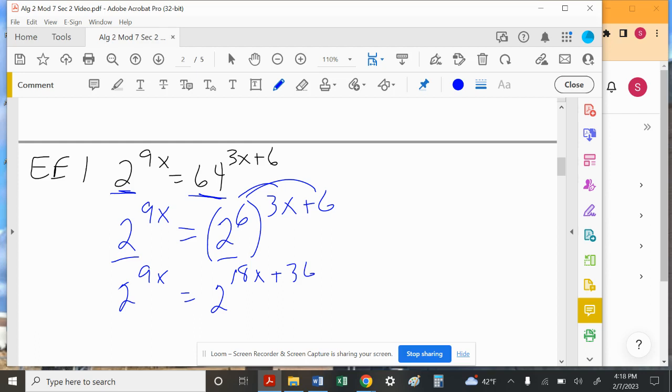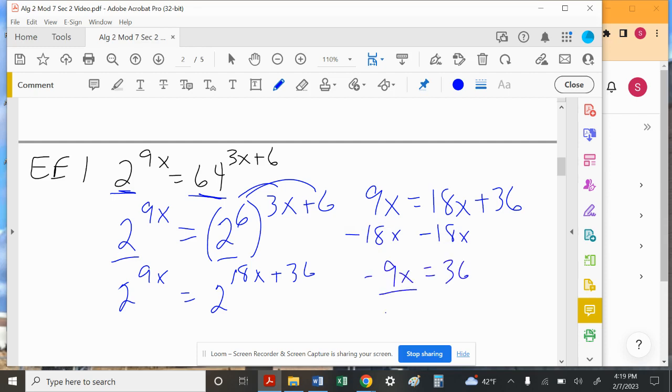Then I can set the powers equal to each other. Plus 36. I'm going to subtract 18x from both sides. So I get negative 9x equals 36. I'm finally going to divide both sides by negative 9 and get x equals negative 4. And there we go. I've solved the exponential equation.